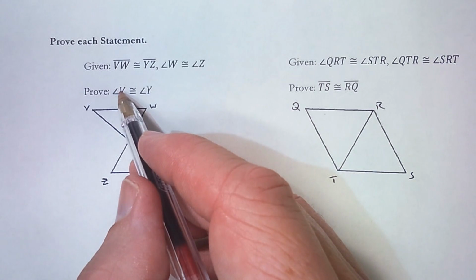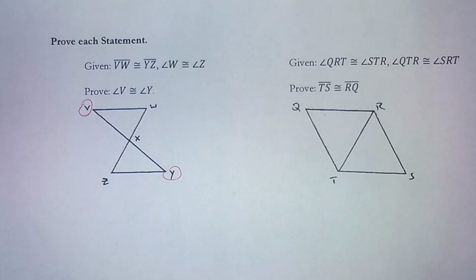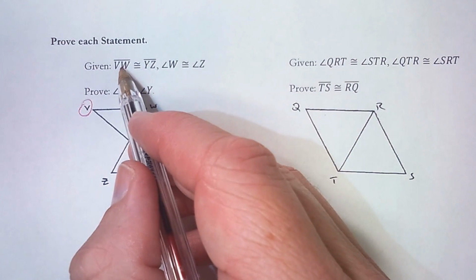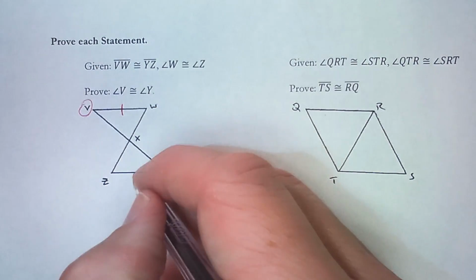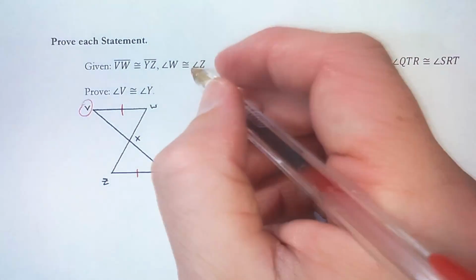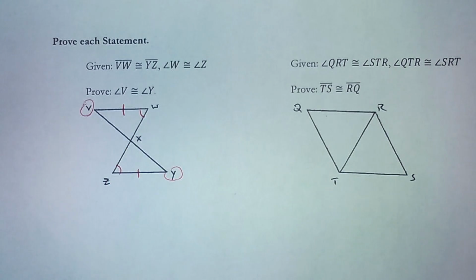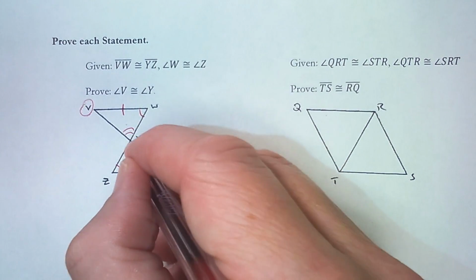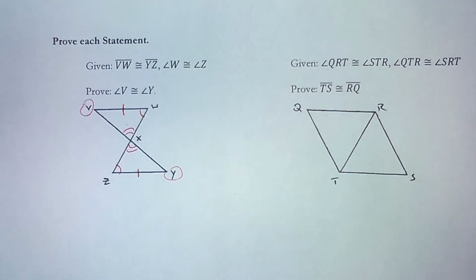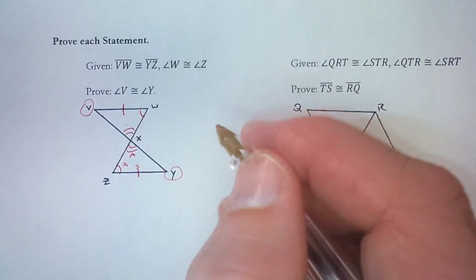Okay, this time we're not proving the triangles are congruent, but that just these two parts are congruent, angle V and angle Y. So we are given that VW and YZ are congruent segments, and that angle W is congruent to angle Z. Now these two triangles also have a pair of vertical angles. Those must be congruent to each other. That gives me angle, angle, side.